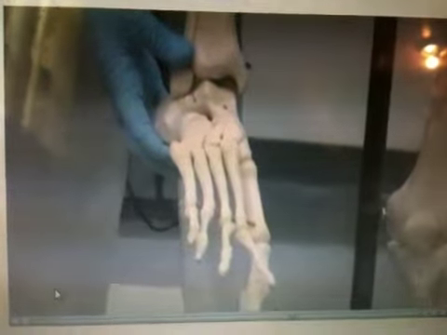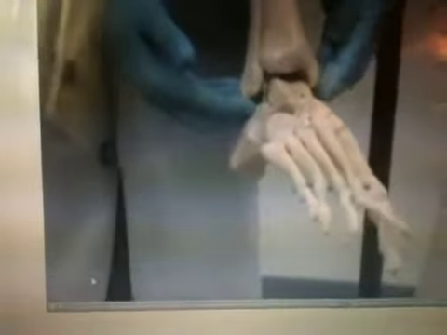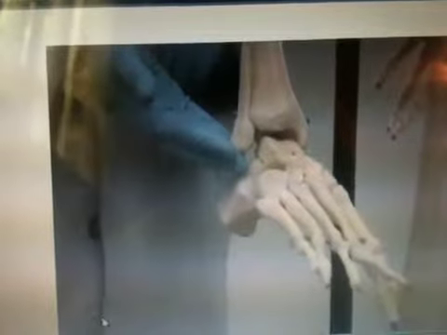Tibia on the medial side, that's your shin. That's what you usually hit when you hit the coffee table. So that's your tibia. The lateral side is the fibula. So when we look at the ankles, the ankle is not one bone. The ankle is actually two bones. We have the medial ankle, or the medial malleolus, which is the distal end of the tibia. The lateral ankle, or the lateral malleolus, is the distal end of the fibula.